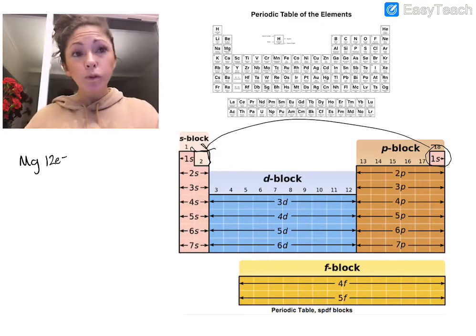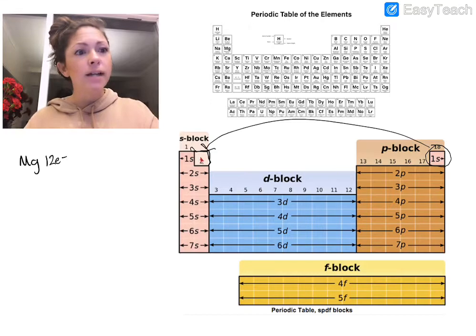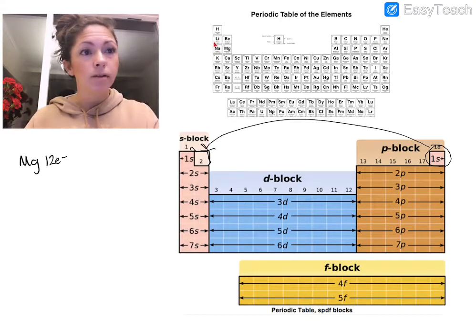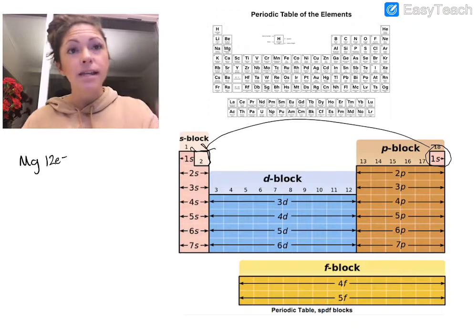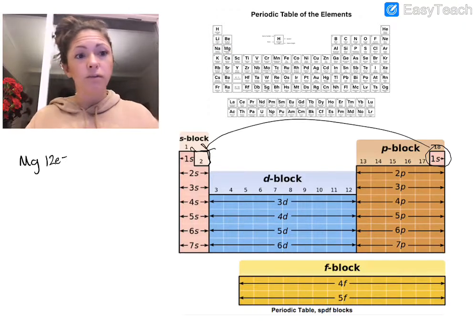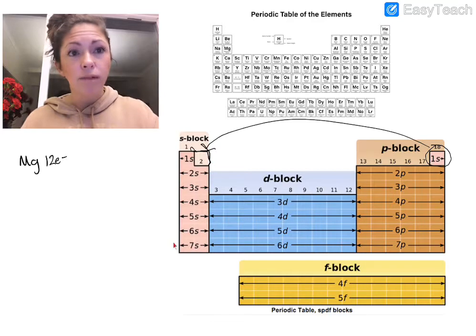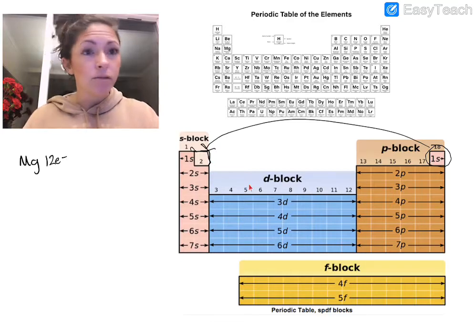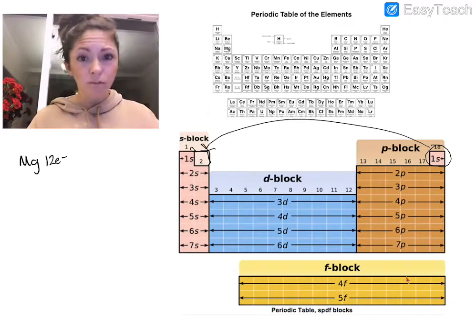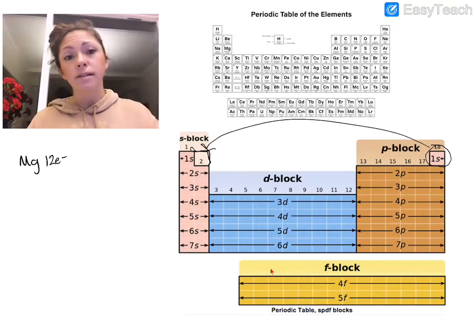So you go 1s, all right? You use the periodic table to march through until you get to magnesium. So you're going left to right and down. So you go lithium, beryllium, boron. Okay, so you just continue on like that. And that's actually the order of your sublevel filling. So this is your S sublevel block. This is your D sublevel block. This is the P sublevel block. And this is the F sublevel block where you have your rare earth elements down here.